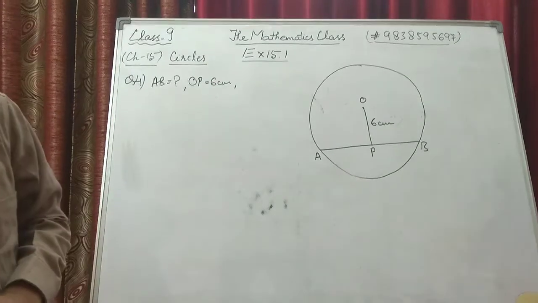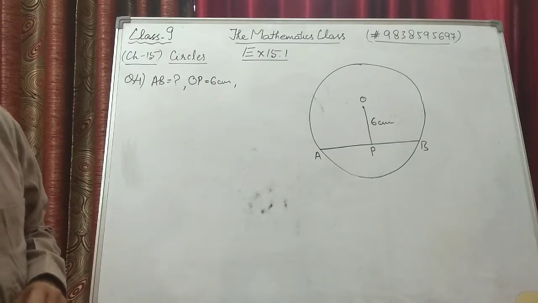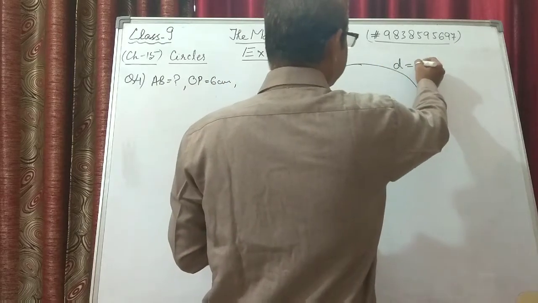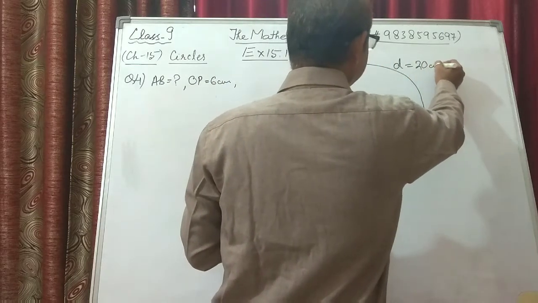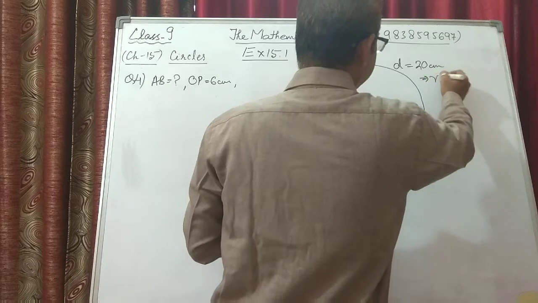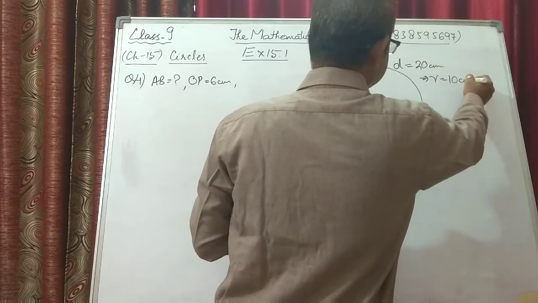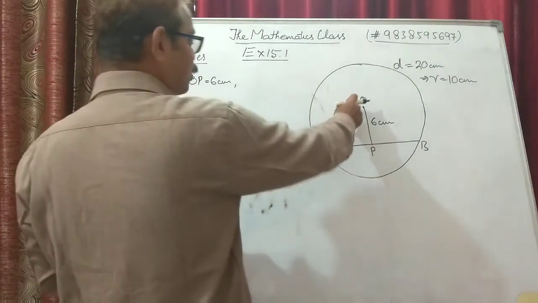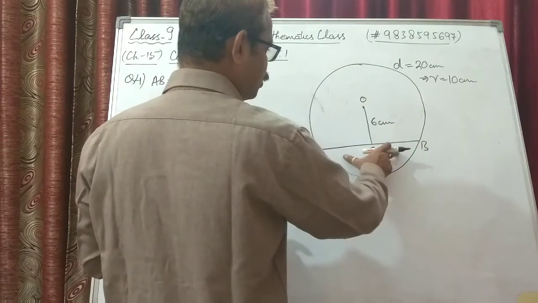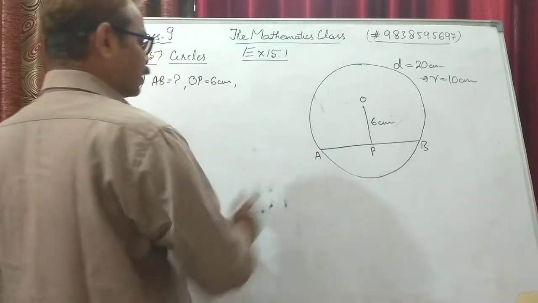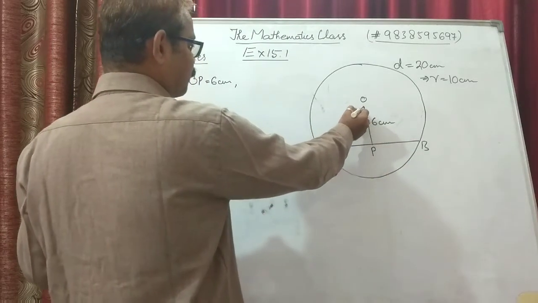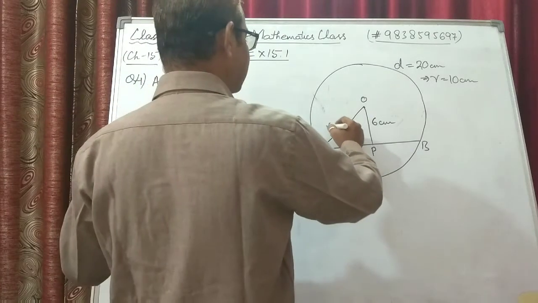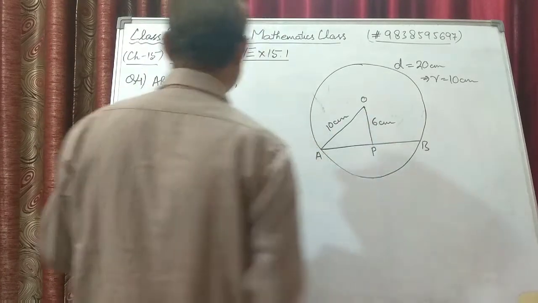Then they say center of a circle of diameter 20. In this circle, diameter is 20 centimeters. If diameter is 20, it implies that radius is 10 centimeter. So it means radius is given. Either we can join OA or OB. AB, you know AB is a chord, you have to find out the length of the chord. So we are joining OA. And OA will be 10 centimeter because it is radius.